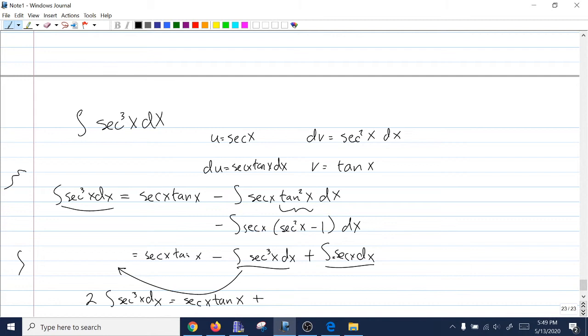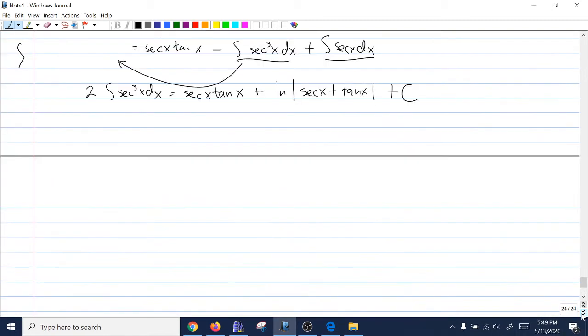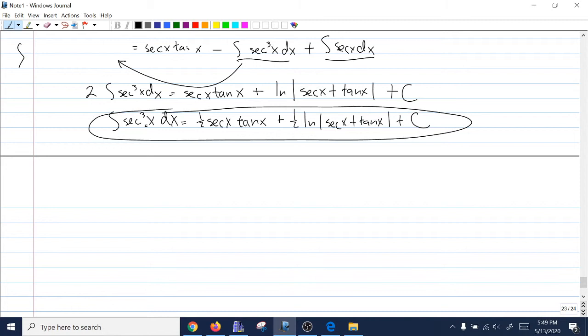Do you remember what it is? This is one that I recommend memorizing. Natural log absolute value secant plus tangent. This is where you multiply the top and bottom by secant plus tangent. Plus a constant, divide both sides by 2, and that's the integral of secant cubed. You get it's half secant tangent plus half natural log that. Whew, that's rough.